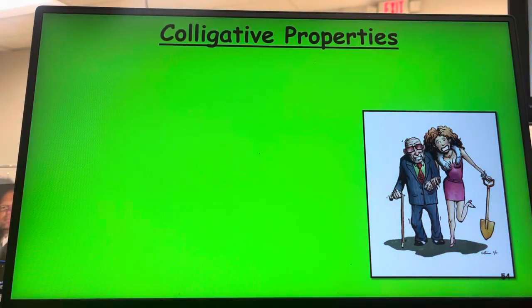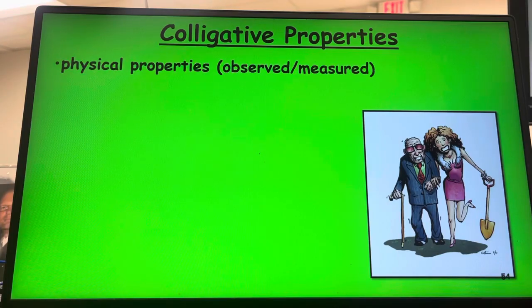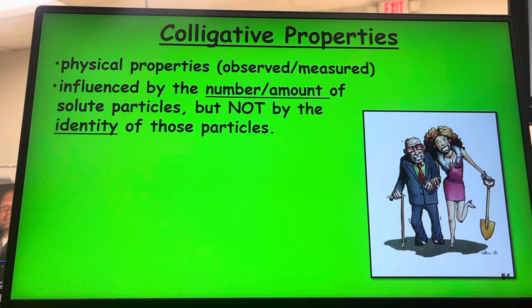Colligative properties. That is a crazy picture, is it not? But it has something to do with this. So what is a colligative property? These are physical properties. They can be observed. They can be measured. They're influenced by the number, which is the amount, of solute particles, but not the identity of those particles. What does that mean?